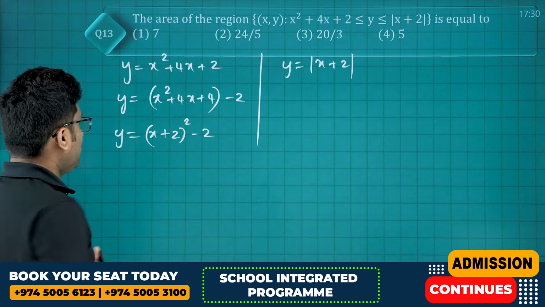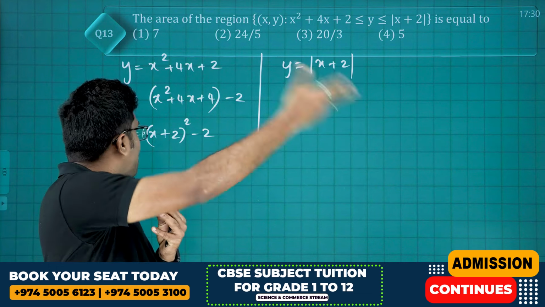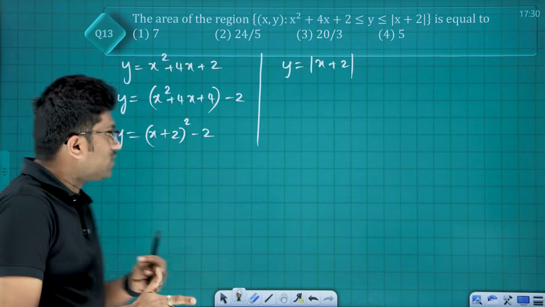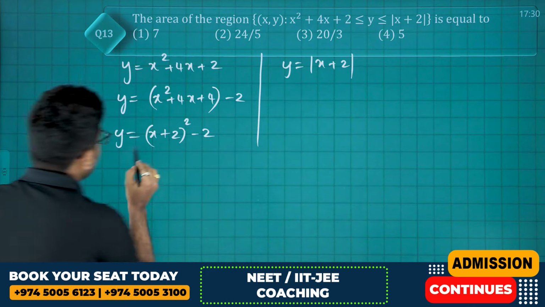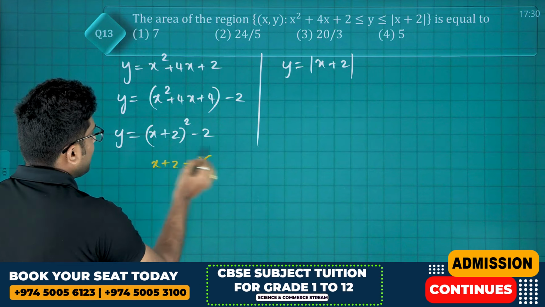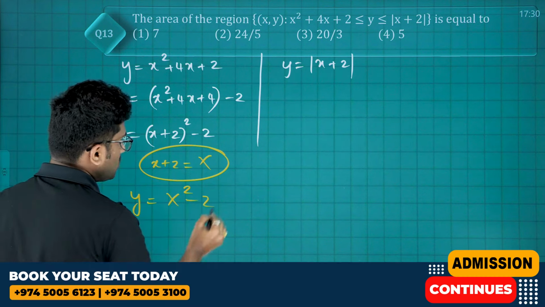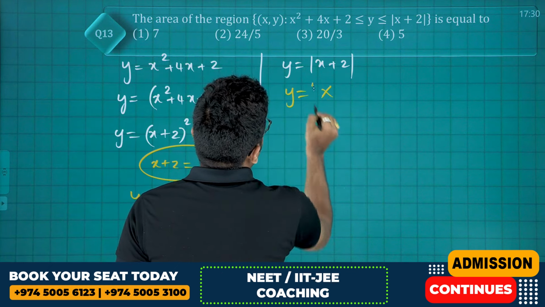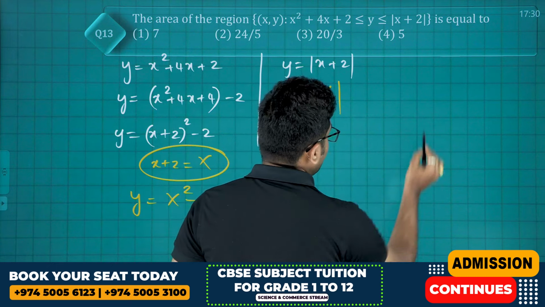Friends, we can do one thing. Instead of drawing it by taking the vertex as (minus 2, minus 2), we'll shift the origin, so that we take x plus 2 equals capital X. Put x plus 2 equals capital X. We have shifted now. So y equals X square minus 2. This is a standard curve, and y equals mod X is a very standard curve. So by using this we can do this now. It's simple.